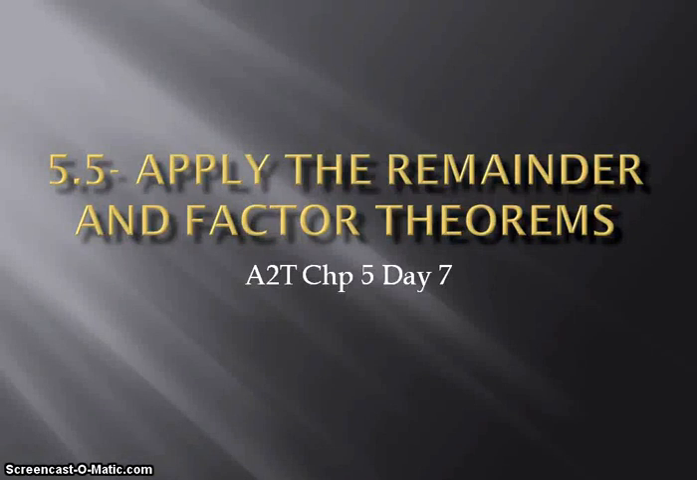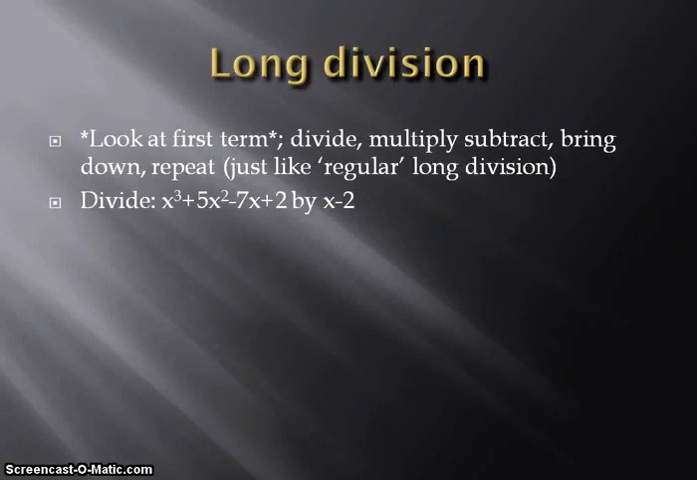So today we're going to talk about section 5.5 in our Algebra 2 book, which is applying the remainder theorem and factor theorems. So what we're going to do in this section is we're going to be dividing our polynomials to figure out what our zeros are, given one of our zeros. So we're going to just be doing some division. So let's take a look.